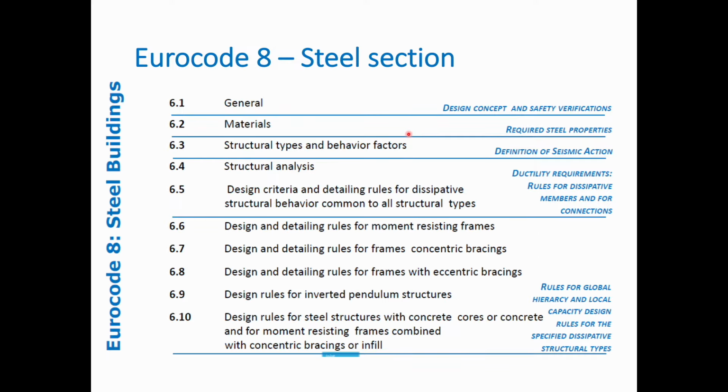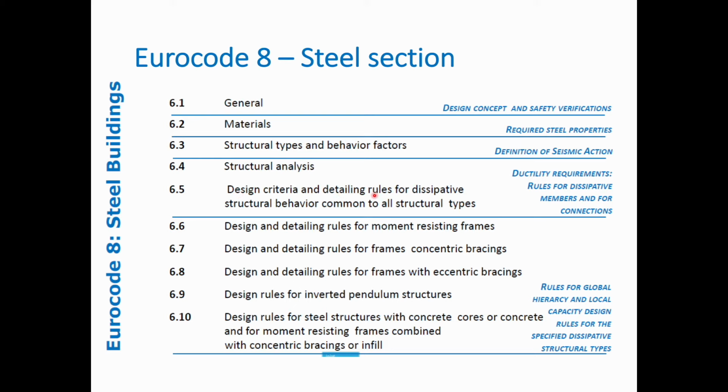Eurocode 8 Section 6 is the one dealing with steel buildings. Here is a synopsis of the contents of that section. You can see that 6.1 is the general information for the concept and safety verification. 6.2 is the materials and the steel properties. 6.3 is different structural types and behavior factors, which is kind of like empirical formulas, empirical values. 6.4 is the structural analysis with the design criteria and detailing rules.